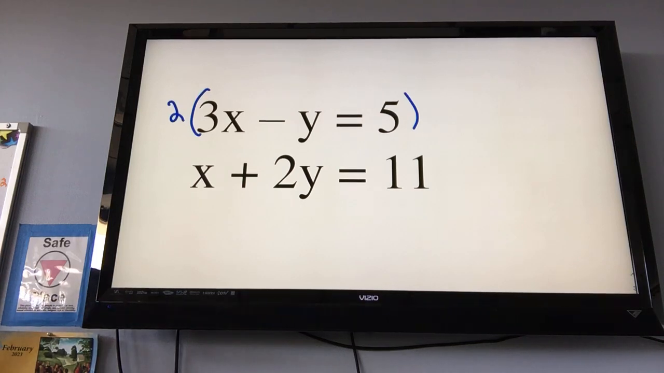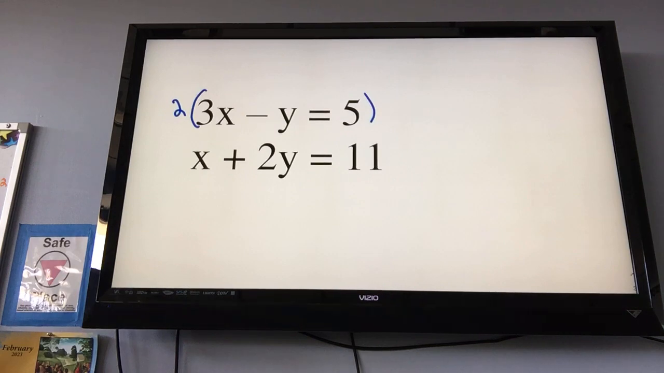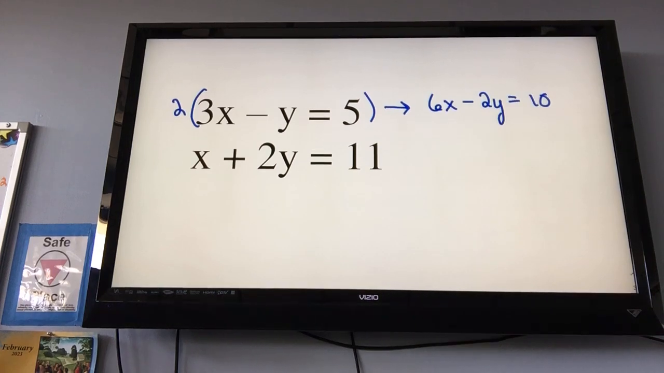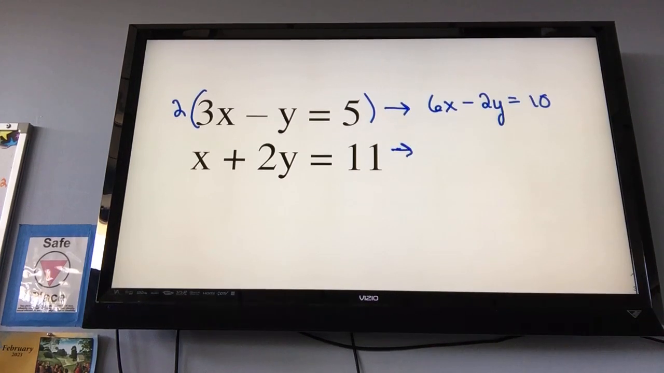Wait, which one are we doing? Y is better simply because it's already plus and minus. So I'm gonna get 6x minus 2y equals 10. Don't forget to do the 2 times the 5. And then positive x, this one's not changing, equals 11.